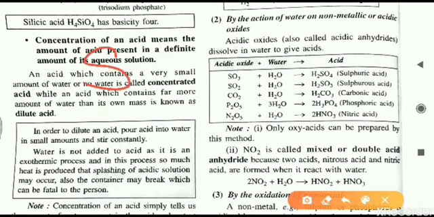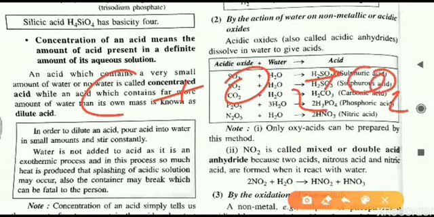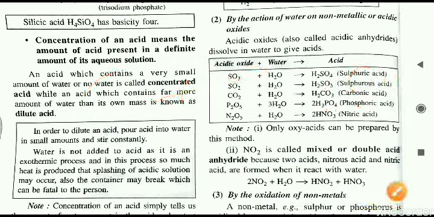For example, sulfur is a non-metal. When it combines with oxygen, it will give us two types of oxides. One is called sulfur dioxide, one is called sulfur trioxide. So these are all non-metal oxides. Similarly, carbon combines with oxygen and we get CO2. Carbon is a non-metal and CO2 is its oxide.